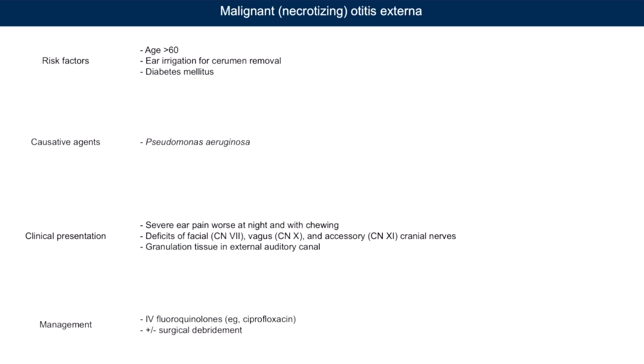The risk factors for the malignant otitis externa include age more than 60 years, ear irrigation for cerumen removal, and diabetes mellitus. Pseudomonas aeruginosa is the most commonly identified bacteria in patients with necrotizing otitis externa. The ear pain in case of malignant otitis externa is worse at night and with chewing. Additionally, patients may have deficits of the facial, vagus, and accessory cranial nerves. The hallmark otoscopy finding in necrotizing otitis externa is the presence of granulation tissue in the external auditory canal.